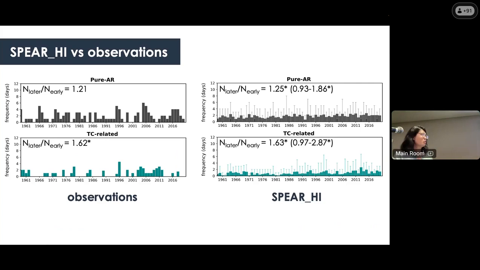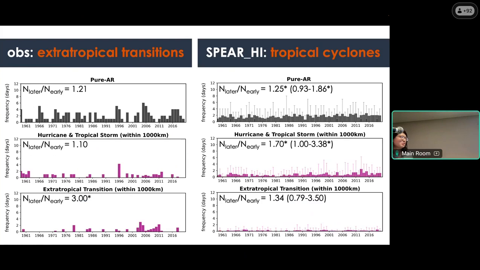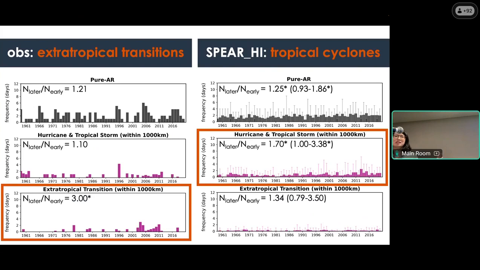When we separate into hurricanes and tropical storms versus extratropical transitions, we can see that in SPEAR, the main contribution is actually coming from hurricanes and tropical storms. You can see that the frequency of extratropical transition extreme precipitation days doesn't really change a lot in the SPEAR simulations. So now there are the discrepancies between models and observations.